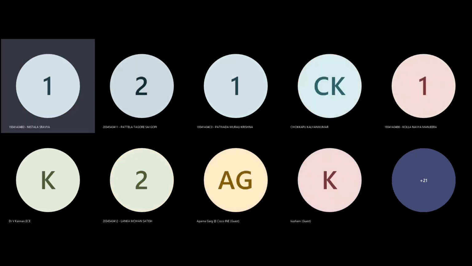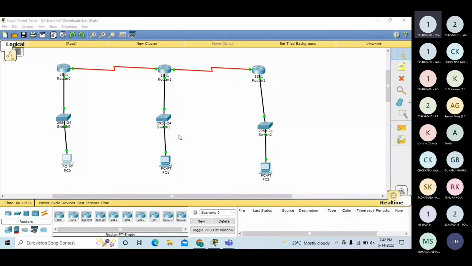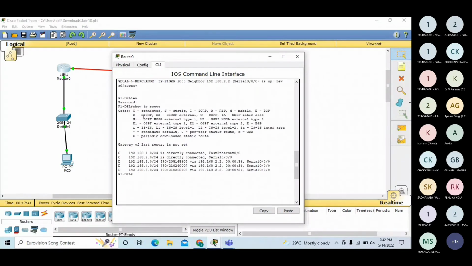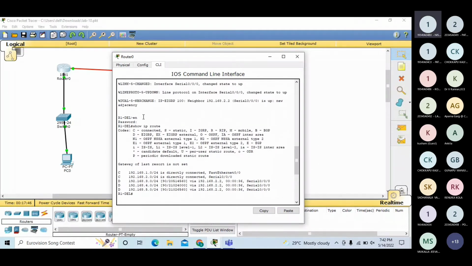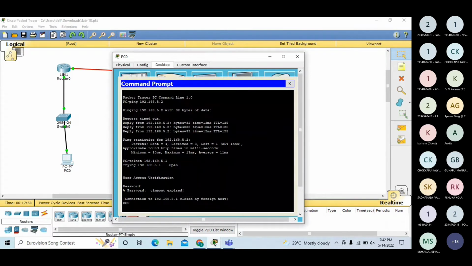Shravya, you can share your screen now. Hello, Shravya. Is it visible? Okay, Shravya, it's visible. Okay, you can ping any system now. Is it visible? Yes, visible. Okay, Shravya, you can stop sharing. It's already done.